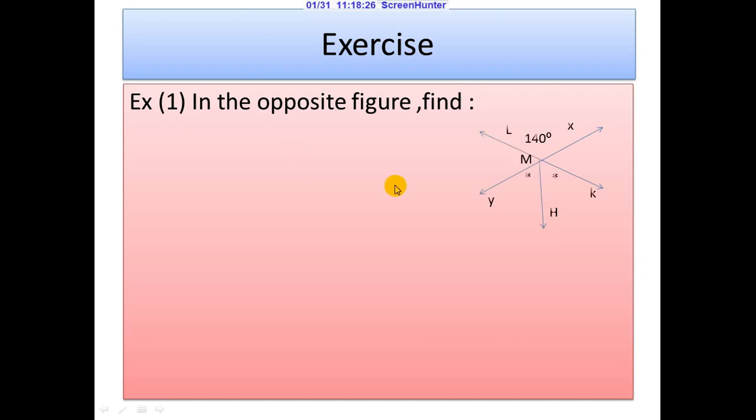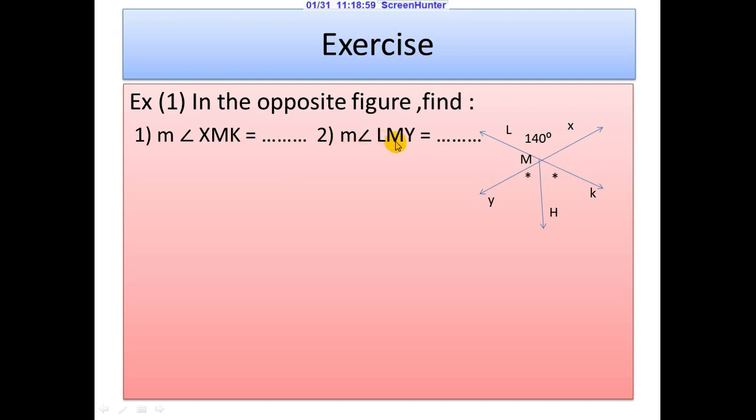He gave me here two straight lines LK intersect with another straight line XY at point M. And he gave me measure of angle LMX equal 140 degrees, and there is a bisector ray MH that bisects the angle KMY into two equal angles. This is the given.